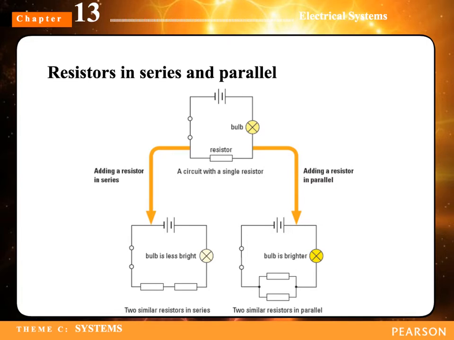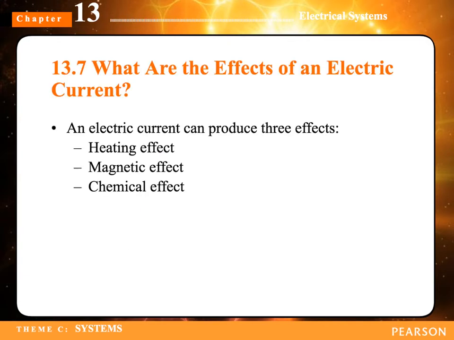Okay, so you have this picture, right? All you need to do is remember this. Resistor in series, light bulb less bright. Resistor in parallel, light bulb brighter. We'll try this in the lab. I'm not going to focus on this too much because this one is so crucial.